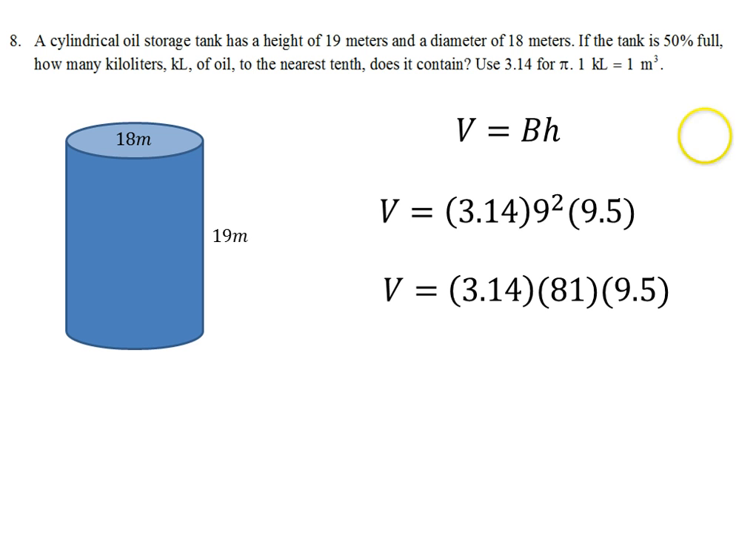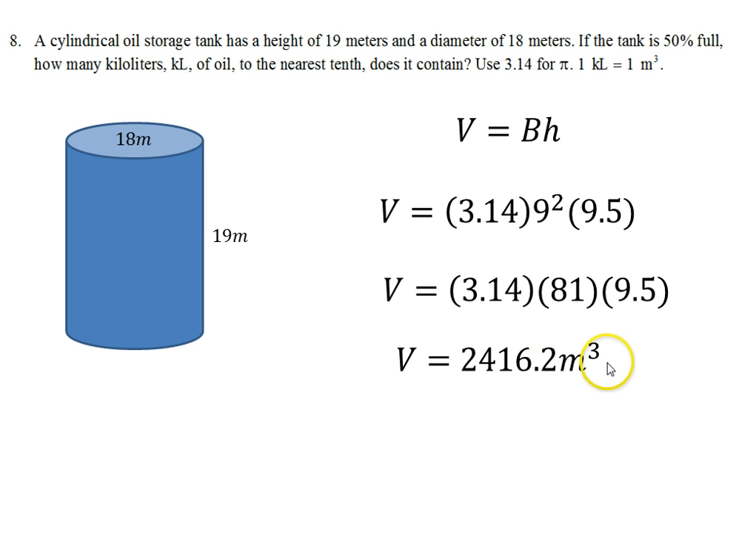I'm going to do 9 squared. 9 squared is 81. And then I'm going to multiply all these things together. And I'm going to find that the volume is equal to 2,416.2 meters cubed. But they want it in kiloliters.